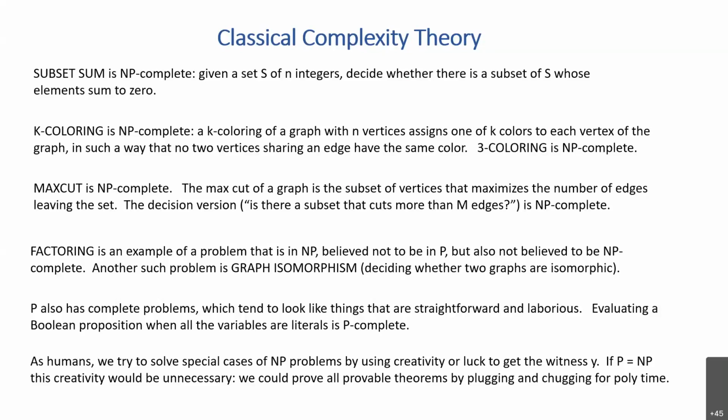Kind of whimsical here: as humans, we try to solve special cases of NP problems using creativity or luck to find the witness. And if P was equal to NP, an astounding consequence is that creativity itself would be unnecessary. We could prove all provable theorems by just turning the crank and plugging and chugging for polynomial time. Because mathematical proofs are something you need creativity to come up with, but once you write them down, anyone could potentially check them efficiently.